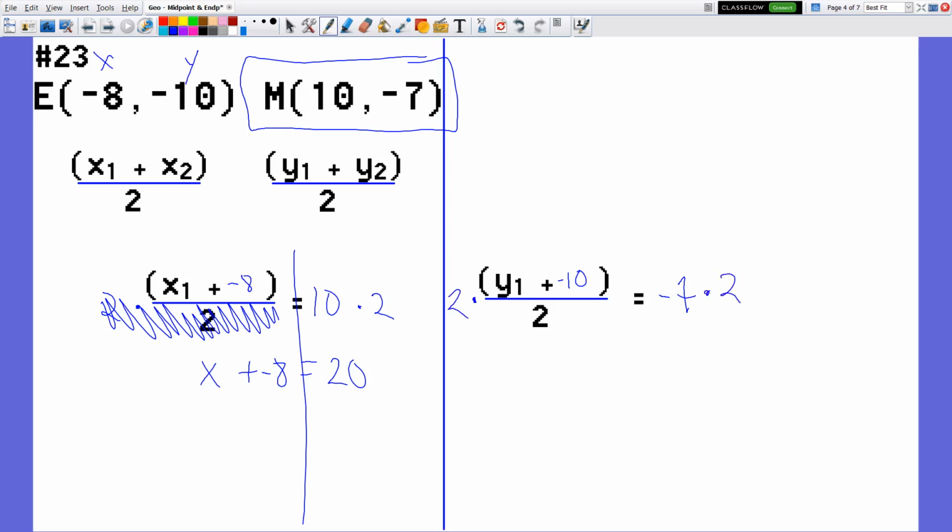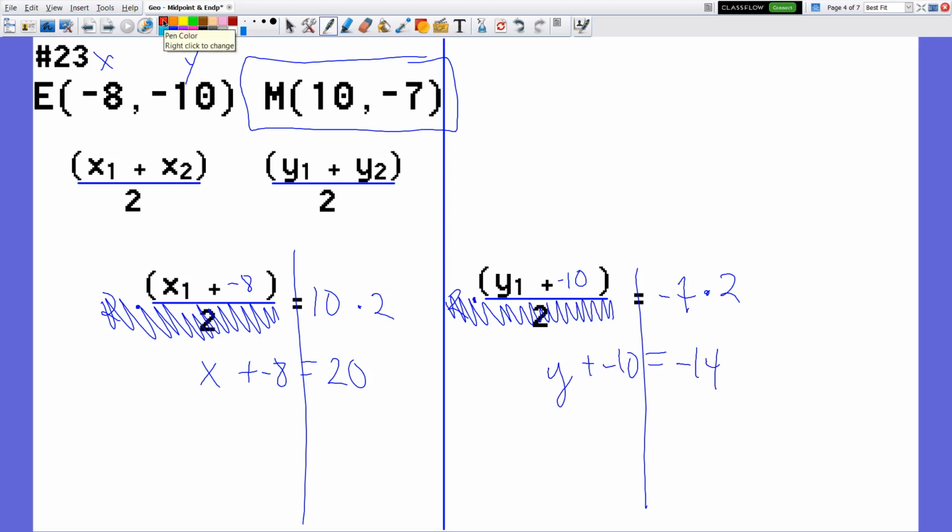This times 2 thing is going to be there every single time, except for when you're actually solving the midpoint formula to get the midpoint. Right now we're looking for an endpoint. That's why it's all wonky. Whenever you divide something by 2, it gives you 2 halves. 2 halves make 1. Y plus -10 equals -14.